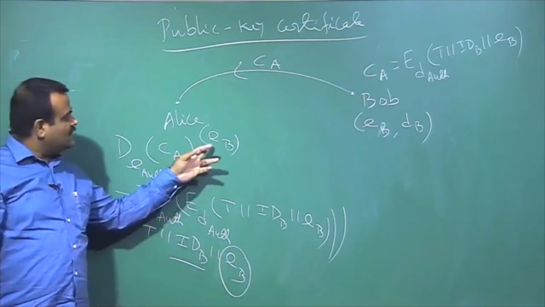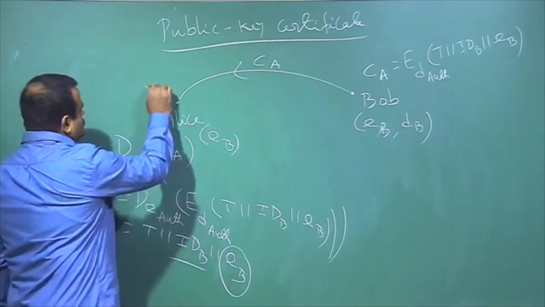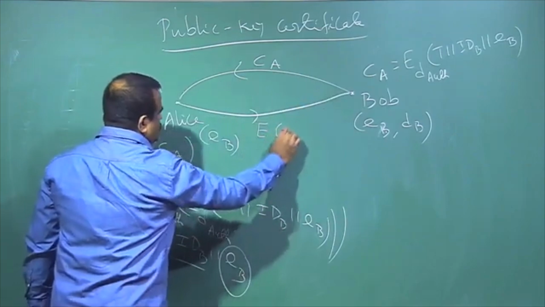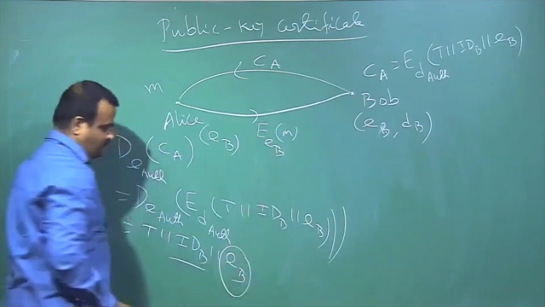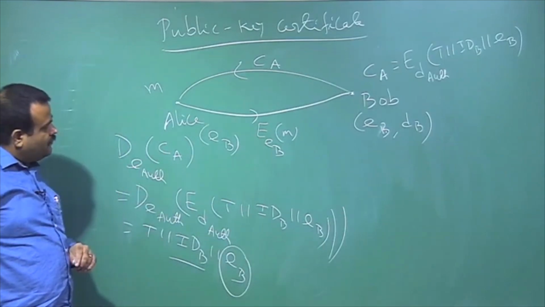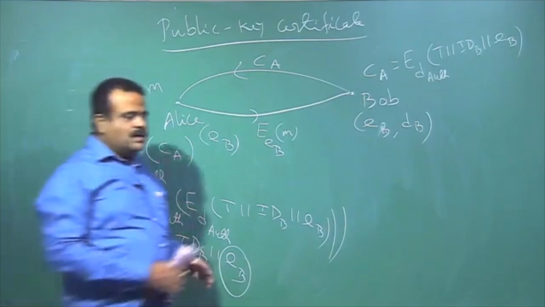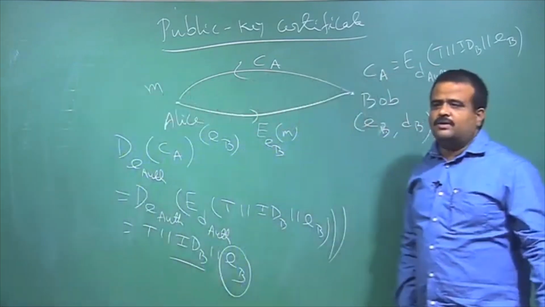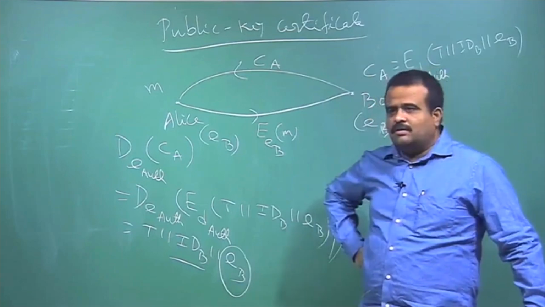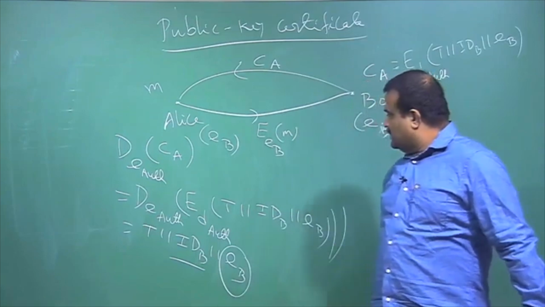Now, after getting this Bob public key, Alice can choose a message and encrypt the message using Bob public key and send it to Bob. So, this is the way we can avoid contacting the authority in order to get the public key of the receiver. By seeing the certificate we can get this.